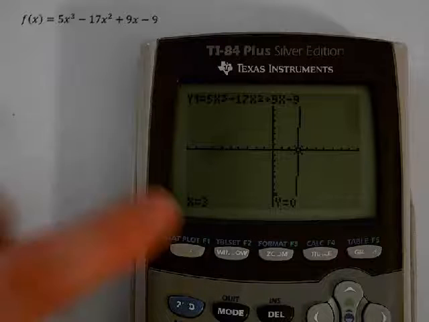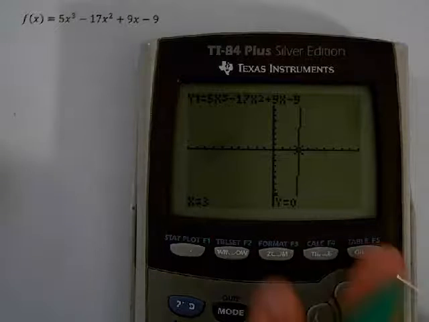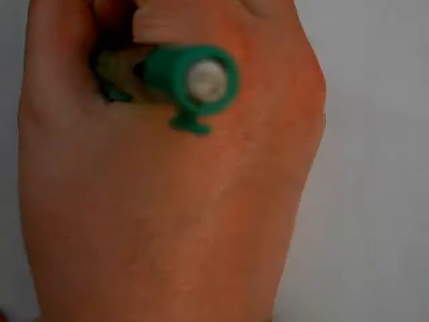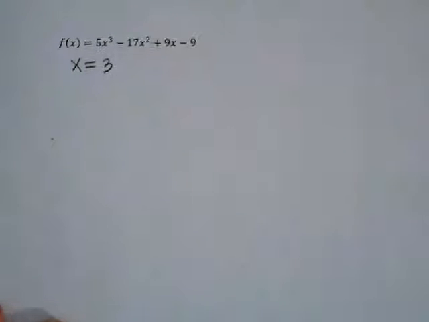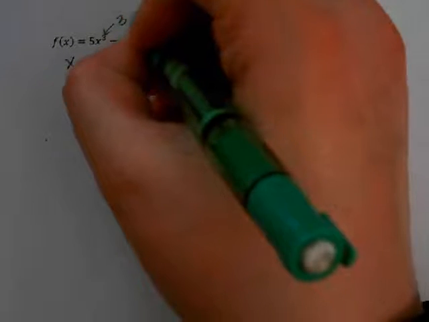Okay, so I plugged in 3. I actually found an x-intercept, so I know that I got that part right. So I'm going to go ahead and write this. X equals 3. Now, based on the original problem, how many answers should I have? Can anyone tell? 3. Okay, so based on this, I should have 3 answers.